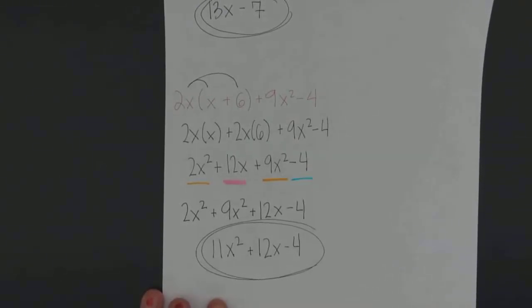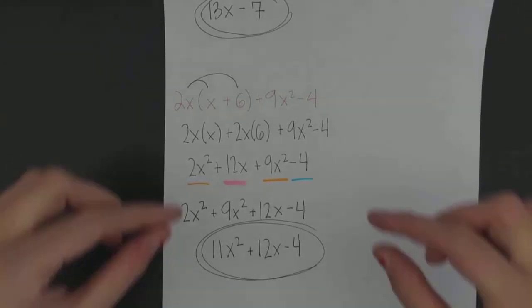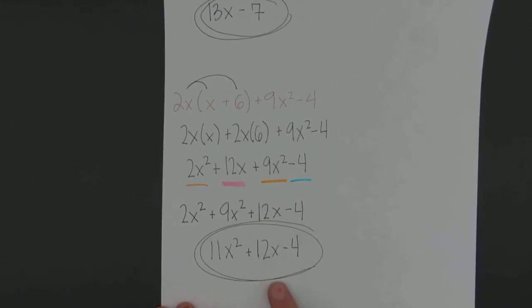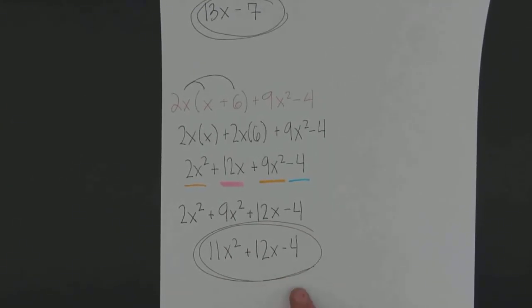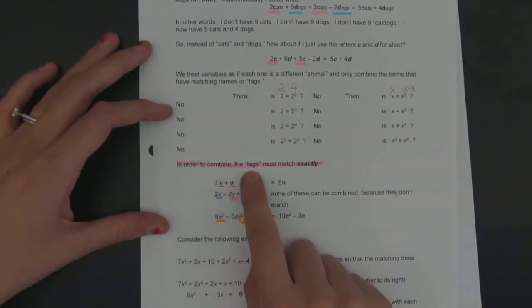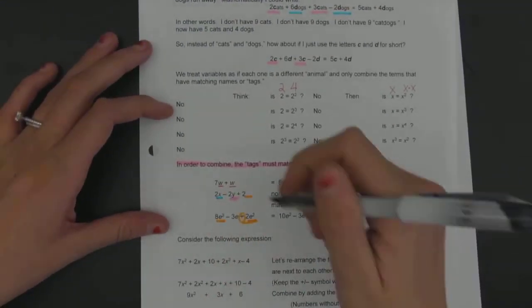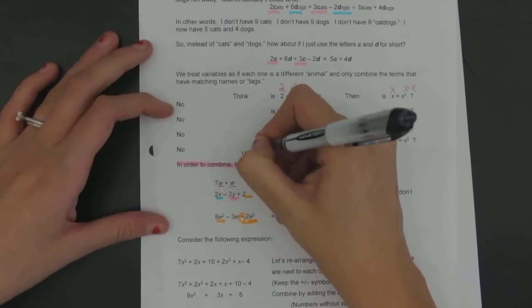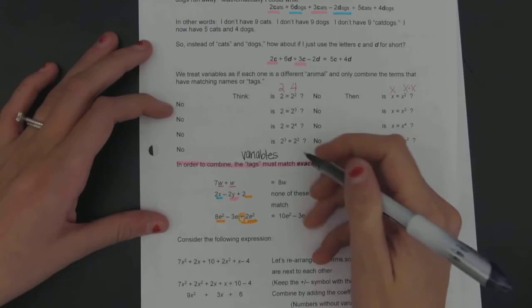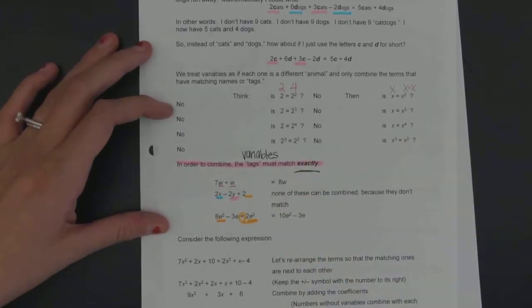So again, what we are doing is simplifying expressions. When we simplify an expression, it is supposed to take a longer one and make it smaller or make it easier to solve. And the key point that we have to remember is that in order to combine things, the variables must match exactly. No ifs, ands, or buts about it. The variables have to be the exact same.